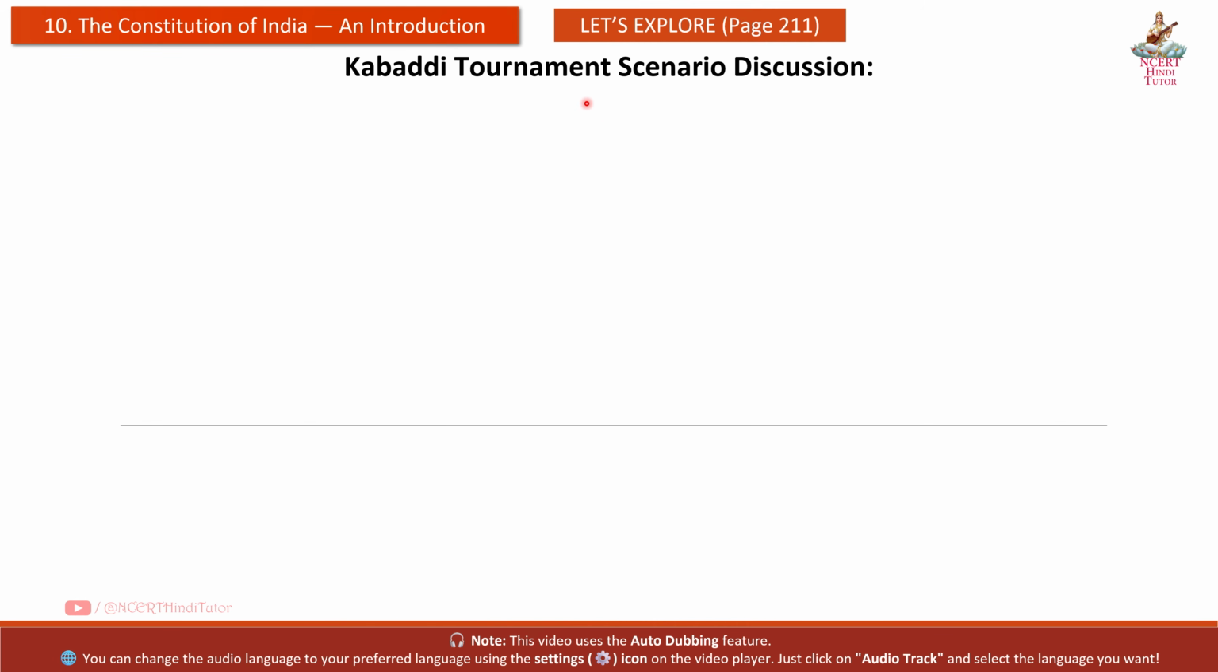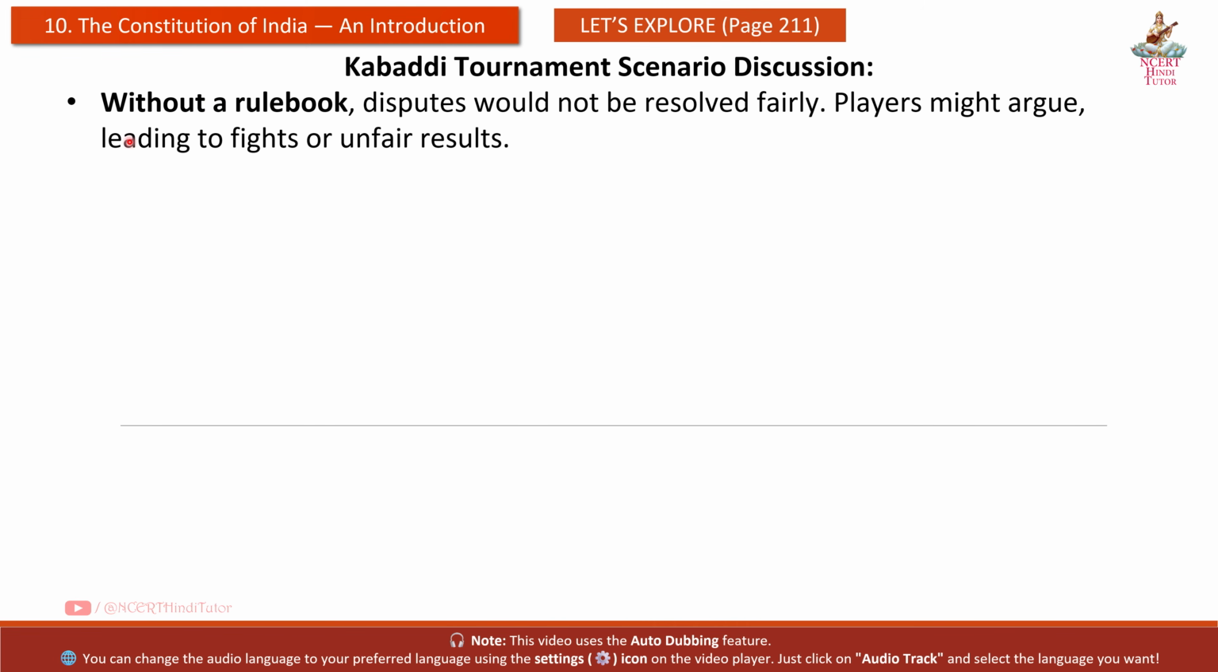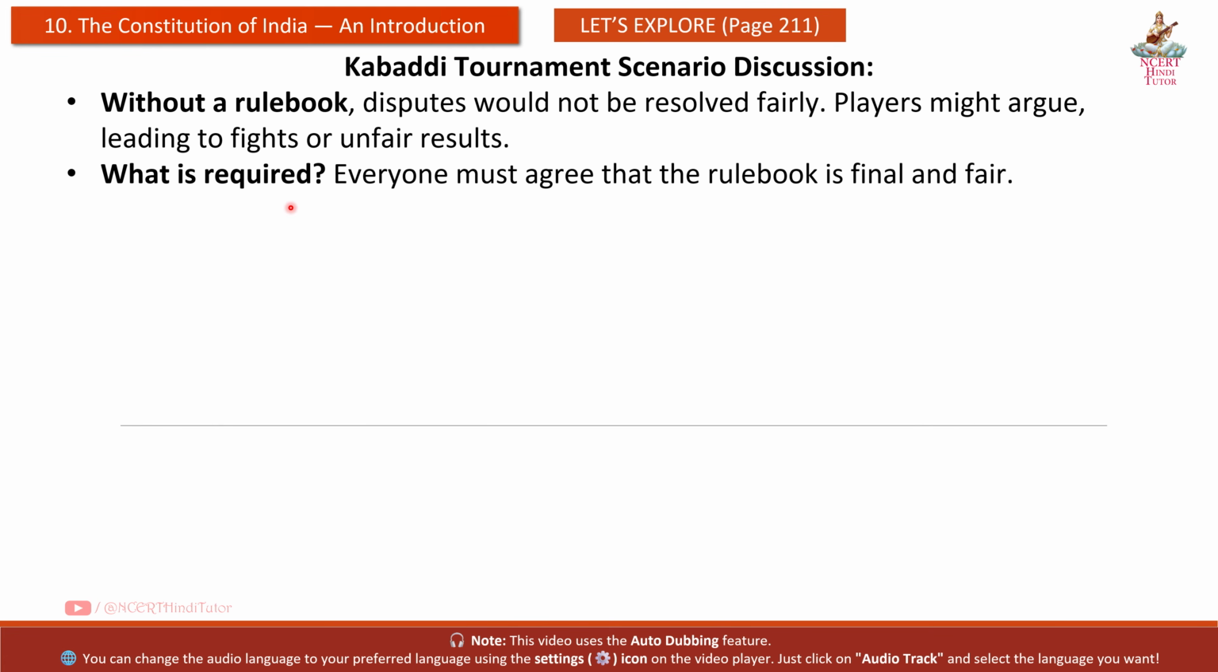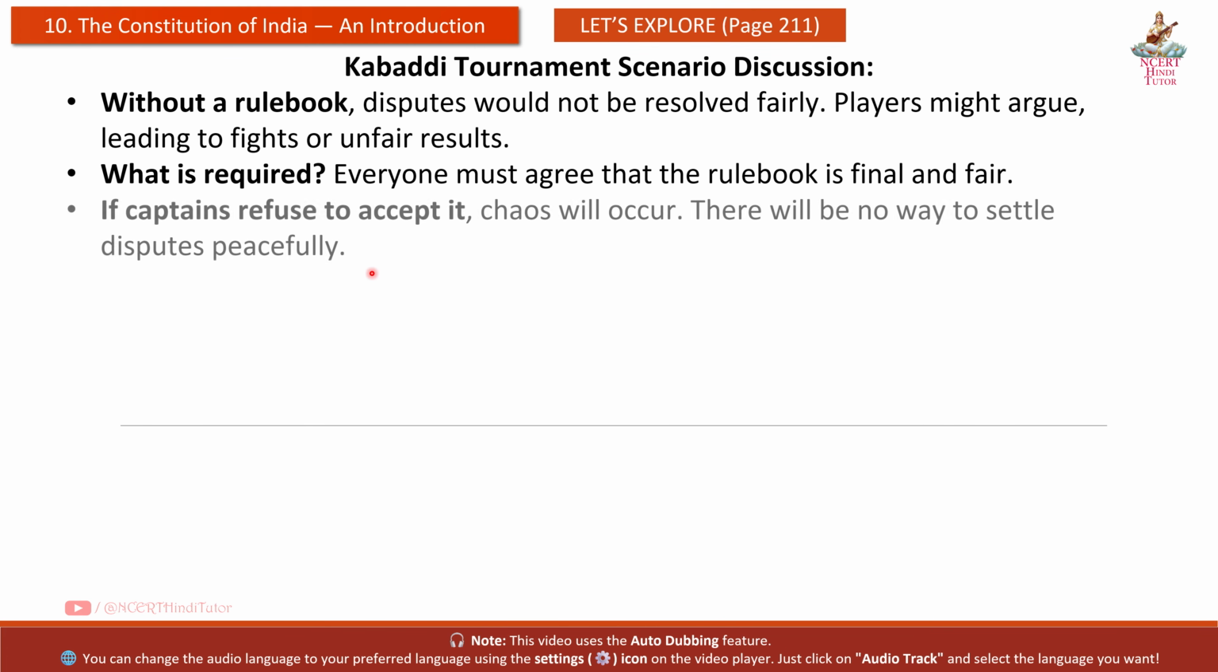Answer: Kabaddi tournament scenario discussion. Without a rule book, disputes would not be resolved fairly. Players might argue, leading to fights or unfair results. What is required? Everyone must agree that the rule book is final and fair. If captains refuse to accept it, chaos will occur. There will be no way to settle disputes peacefully.